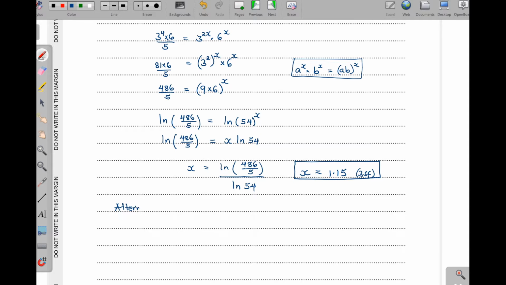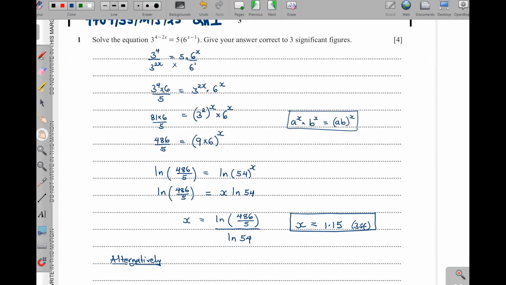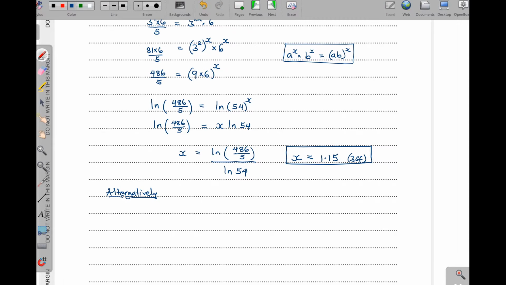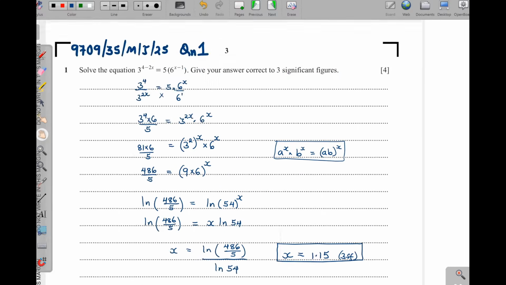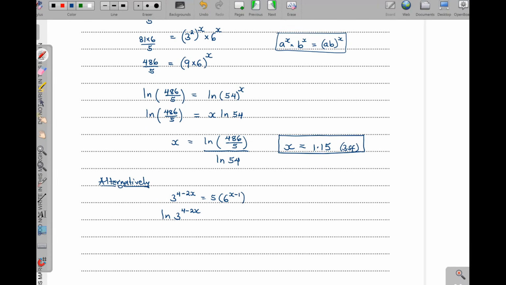Then, alternatively, I can introduce logarithms straight away and then simplify. Alternatively, remember, we are having 3 to the power of 4 minus 2x, which is equal to 5 into 6 power x minus 1. Now, we introduce the logarithms. Natural log of 3 to the power of 4 minus 2x, which is equal to the natural log of 5 times 6 then power x minus 1.